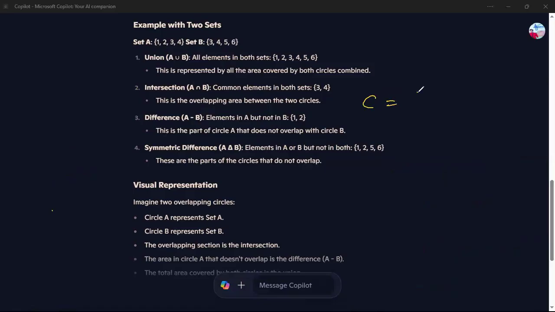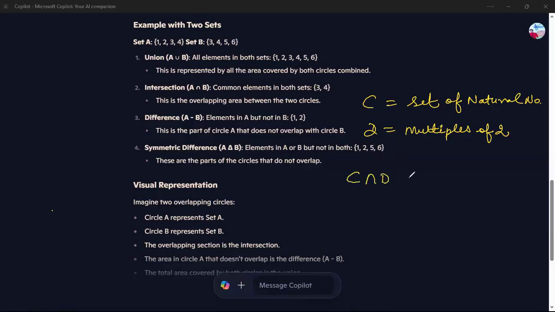Let's take set C as the set of natural numbers. Let's take set D as multiples of 2. So multiples of 2 are... okay. So now we have to find out the intersection of both of these sets.